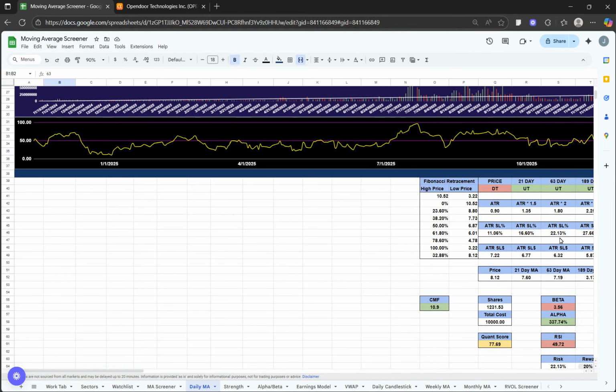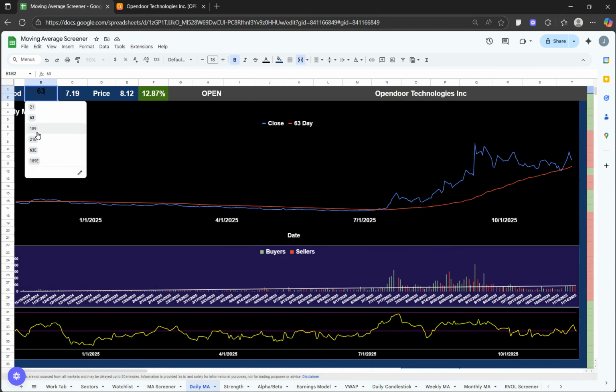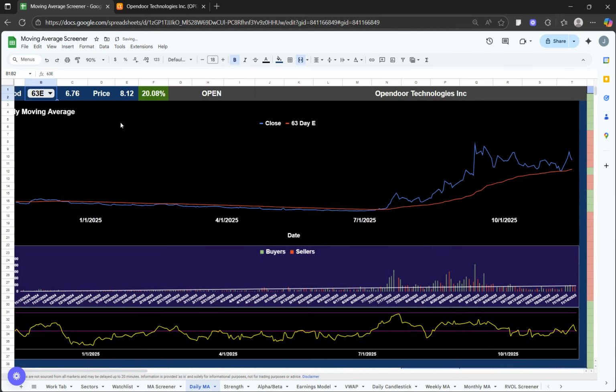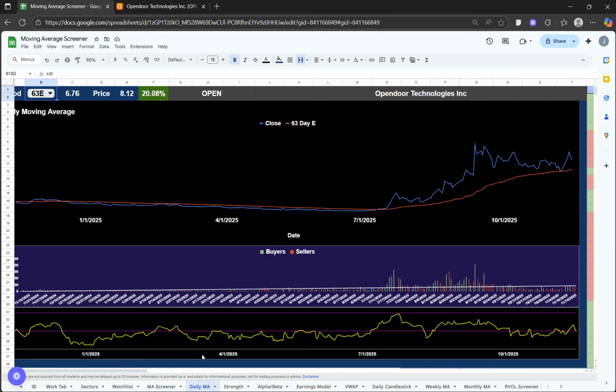These are our stop loss percentages here that you can use, and then the prices. Pull that over just a tad. And then we'll look at our 63 exponential moving average. We're 20% above our, see, that's wild. We're 0.6% above, or whatever, what was it, 0.61% above our 10-week moving average. Our daily moving average, our smooth moving average, we were 13% above, and our exponential moving average we're 20% above.